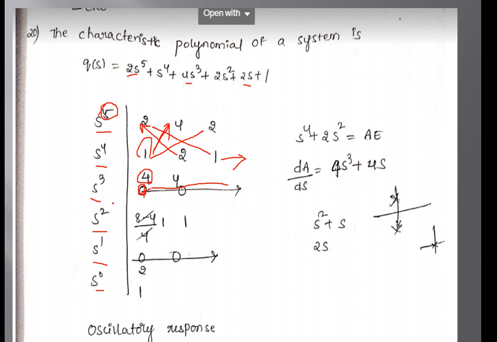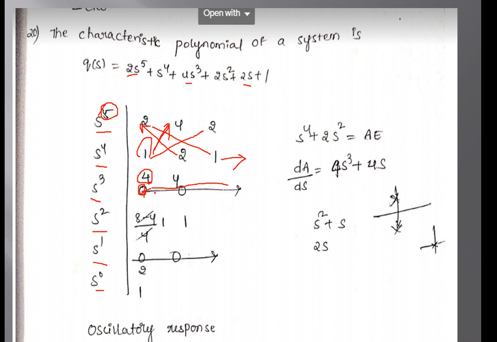At the s power 3 row you are getting the row of zeros, and you need to find these values in order to continue the Routh array. So in order to continue, you have to take the above row. Whenever you get the row of zeros at s power 3, you take the s power 4 row as the auxiliary equation. For example, if you get the row of zeros at s power 1, then you take the auxiliary equation at s power 2. So every time in a Routh array, you get the row of zeros at an odd power, and you take the auxiliary equation at the even power.